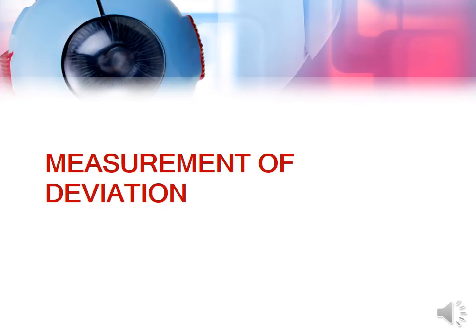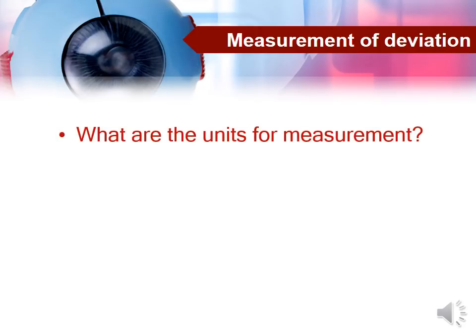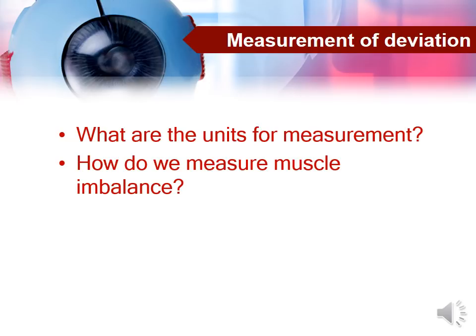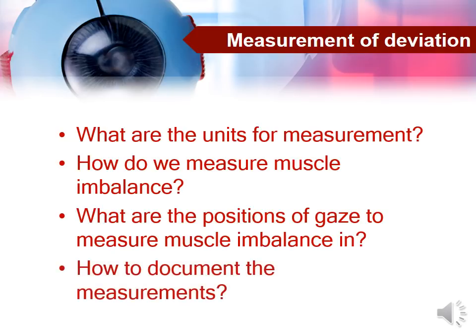Measurement of the angle of deviation is an integral part in the motor evaluation and in evaluation of patients with strabismus, as it influences the decision of surgery. In order to understand how to measure the angle of deviation, we need to know what the units for measurement are, how we measure the muscle imbalance, what the positions of gaze are to measure the muscle imbalance in, and how you are going to document these abnormalities.